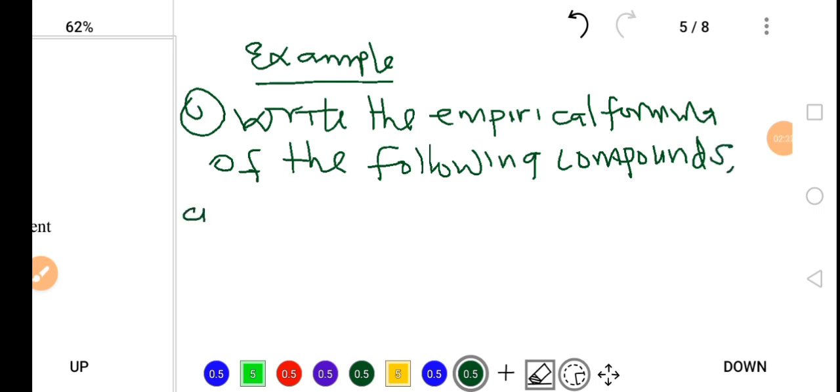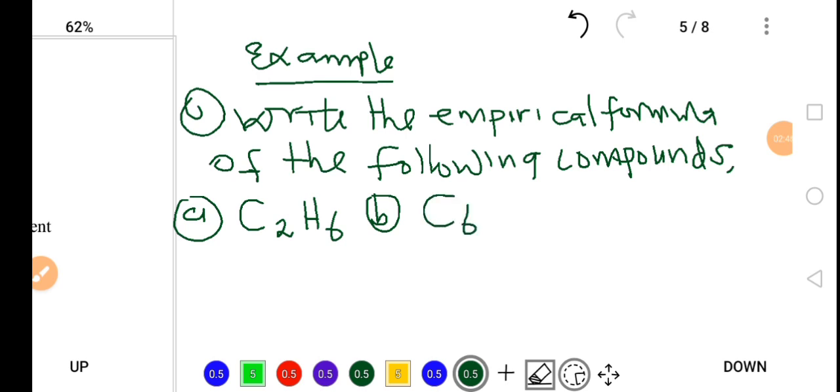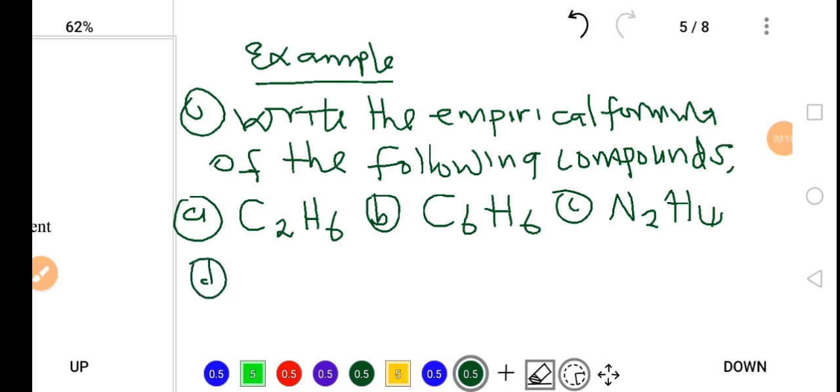Then we say A, C2H6, B, C6H6, C, N2H4, then D, C5H10O5.